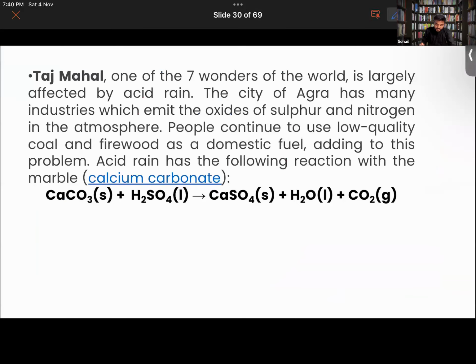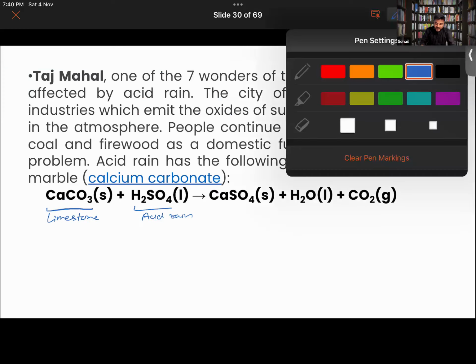Limestone basically, right? So see, this is calcium carbonate, right? Now, calcium carbonate, this is the formula of limestone, always remember this. Okay, and H2SO4, it is an acid rain.